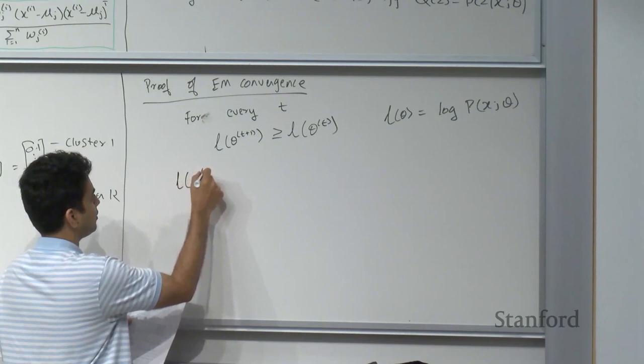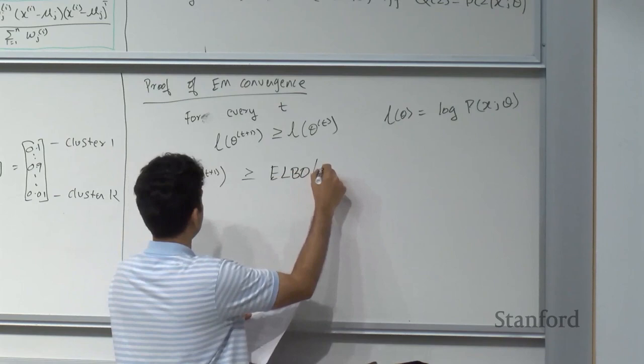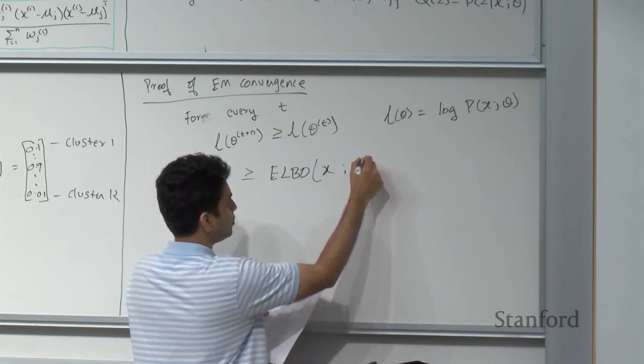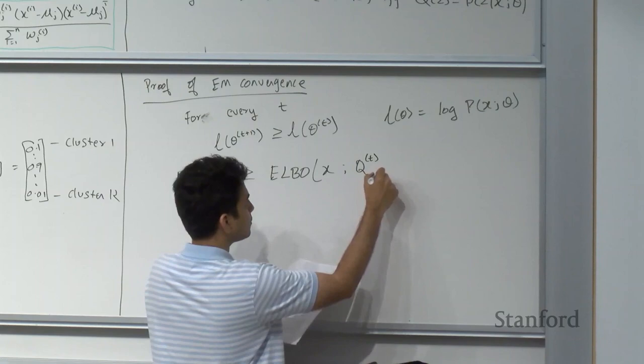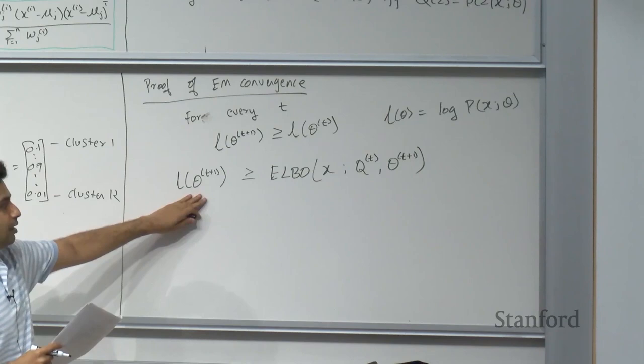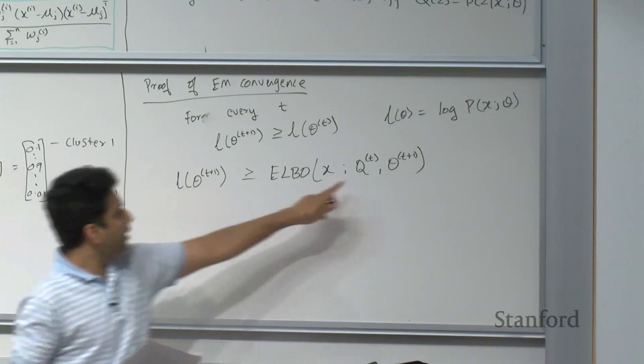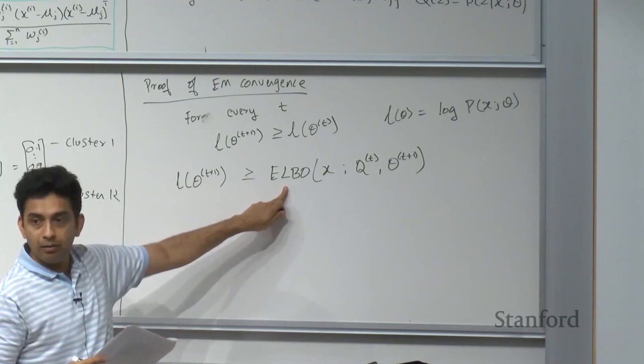Right, L of theta t plus 1 is greater than or equal to the ELBO of x, q t, theta t plus 1. Why is this the case? So L theta, this is basically just the definition of what Jensen's inequality gave us: that the log likelihood for the same values of theta, log P of x, will always be greater than or equal to the ELBO for any values of Q, right?